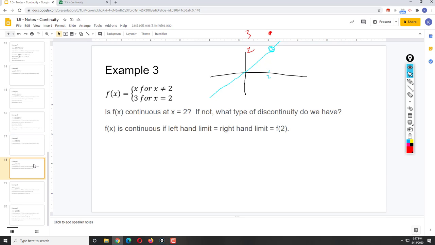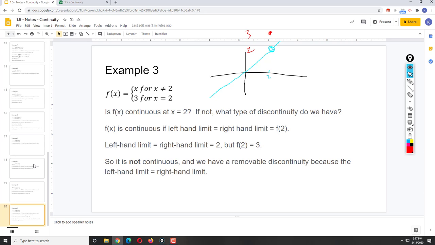Let's prove it. Well, again, f of x is continuous if the left-hand limit equals the right-hand limit equals the function. The left-hand limit and the right-hand limit are both 2, but the function is at 3. When that happens, it is not continuous, and we have a removable discontinuity because the left-hand limit and the right-hand limit are the same. So there is a limit to this function at x equals 2, but it's different from the value of the function itself. So that's it for continuity.